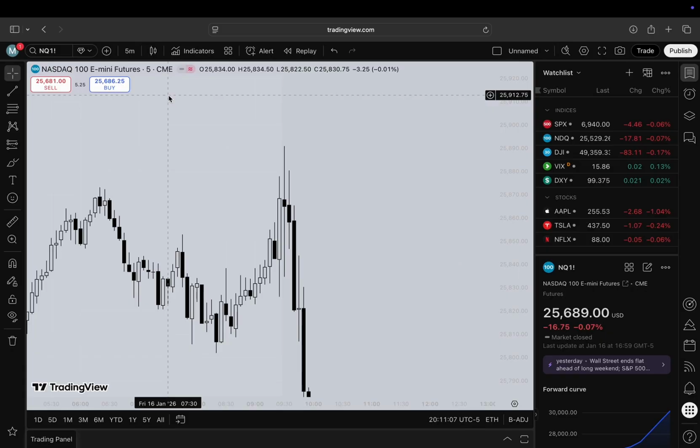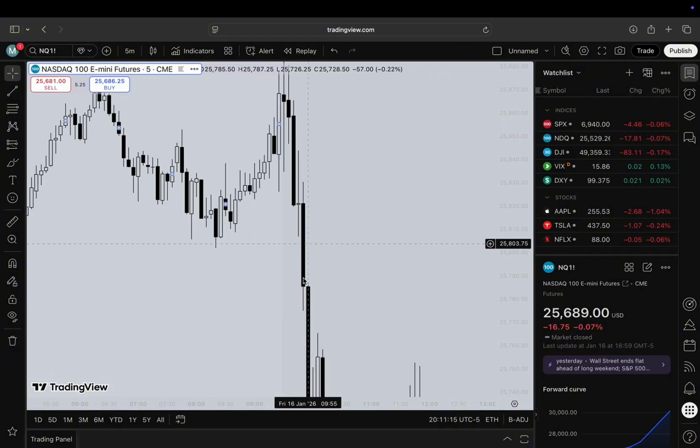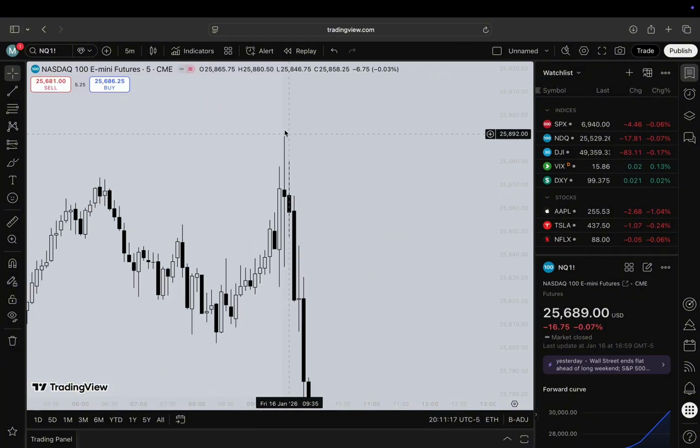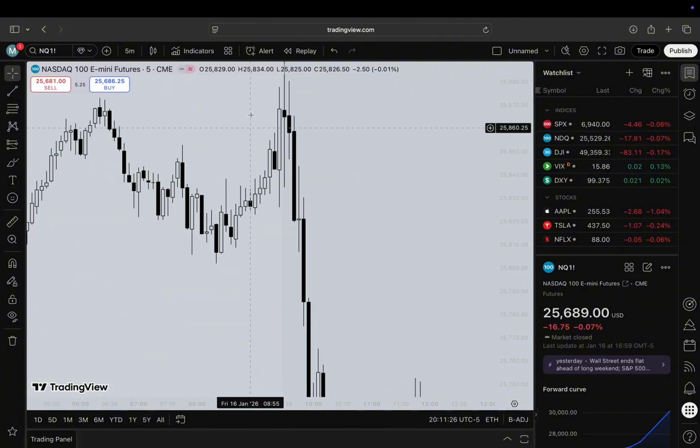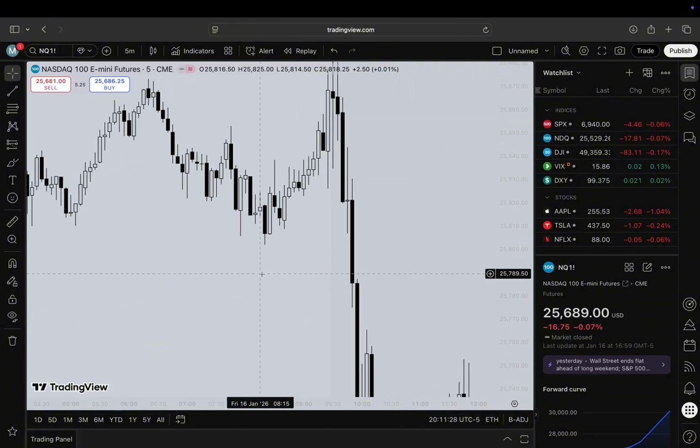So there's two types of liquidity within the market: buy side and sell side. The easiest way to remember this is that when you're buying, you want price to go up, and when you're selling, you want price to go down. Buy side liquidity is where you're able to get out of a short trade or a sell side trade. So buy side is on the top and sell side is the opposite. Sell side liquidity is on the bottom.